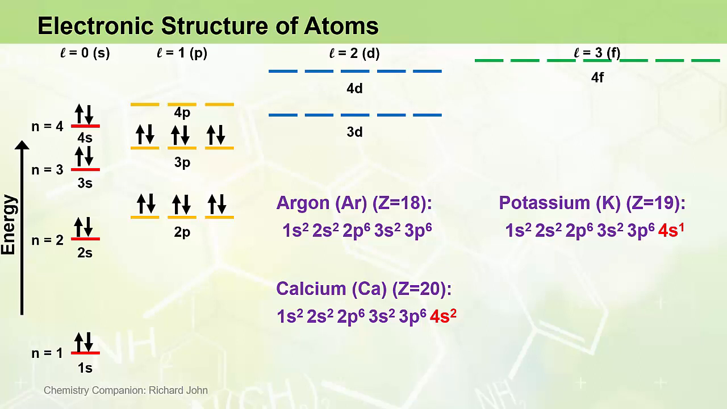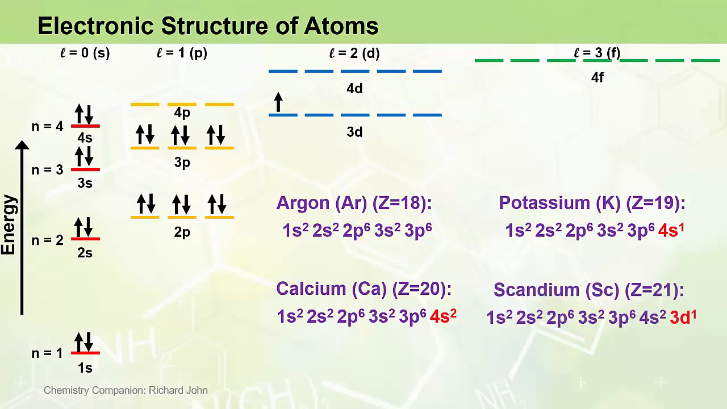And given that the 4s subshell is now full, the 21st electron for the element scandium is added to the next highest energy subshell, being the 3d subshell, to give an electron configuration for scandium, element number 21, as 1s2, 2s2, 2p6, 3s2, 3p6, 4s2, 3d1.